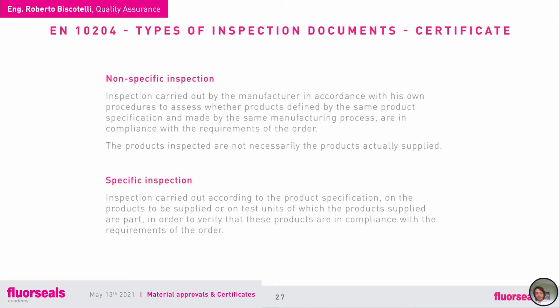Here, the most important part to keep in mind is that the products inspected are not necessarily the products that are actually supplied. While for the specific inspection, again, the inspection is carried out by the manufacturer based on product specification on parts that are going to be supplied, or a test unit of which these products are part. So the inspection needs to be carried out on the same batches, basically, that are going to be supplied.